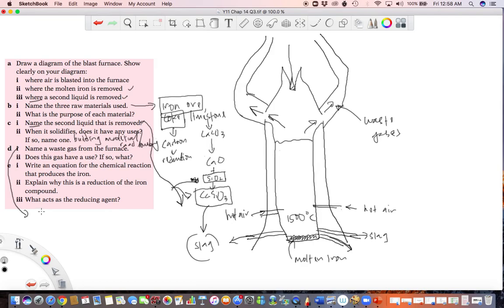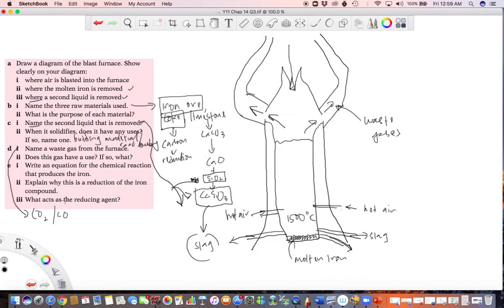So, name a waste gas from the furnace. What is the waste gas that comes out of the furnace? It's carbon dioxide. This will be the major waste gas, but unfortunately there is also sometimes carbon monoxide. But this carbon monoxide is usually trapped and not allowed to be released because, again, carbon monoxide is a poisonous, toxic gas for humans. Does carbon dioxide particularly have a use?